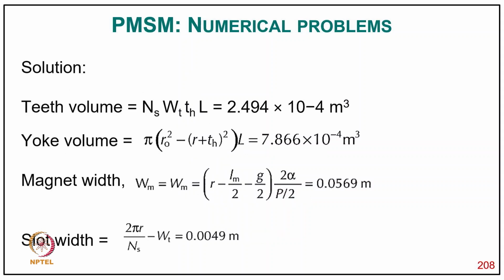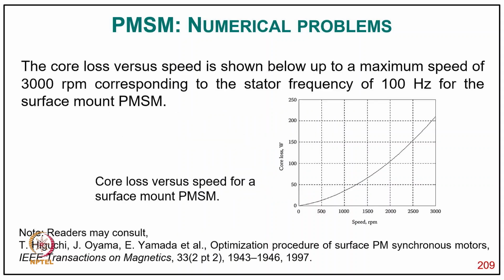Now solution: teeth volume is NS WT TH L, and that comes to 2.494 times 10 power minus 4 meter cube, and yoke volume, that is pi in bracket R0 square minus (R plus TH) square, into L, that comes to 7.866 times 10 power minus 4 meter cube. Magnet width is WM equal to (R minus LM by 2 minus G by 2) into 2 alpha upon P by 2, that comes to 0.0569 meter, and slot width is 2 pi R upon NS minus WT, that's 0.0049 meter.